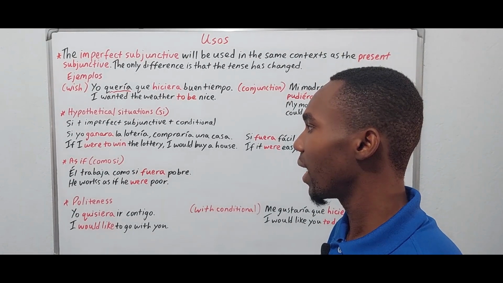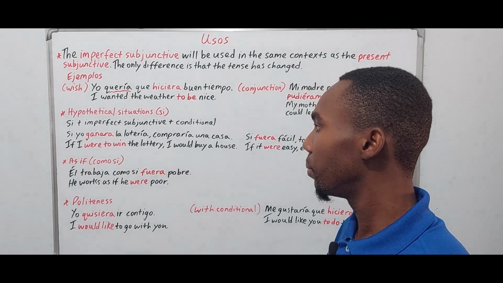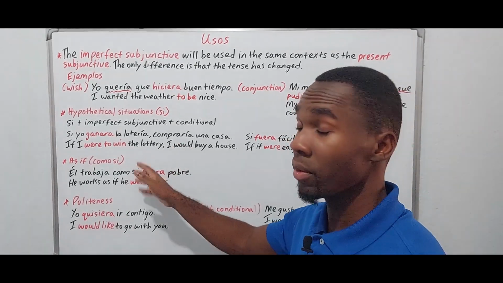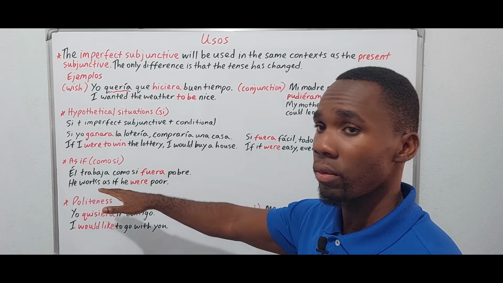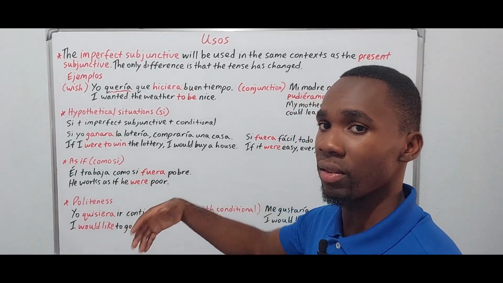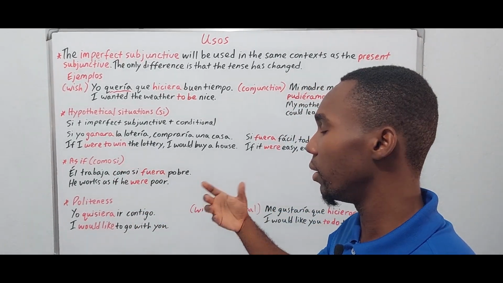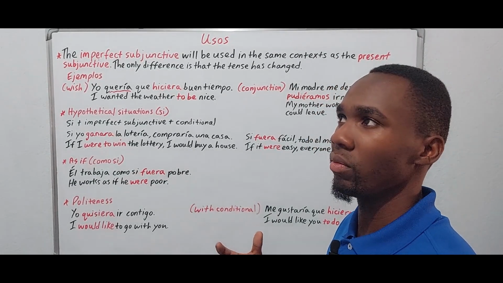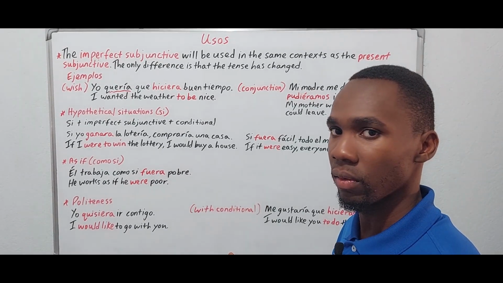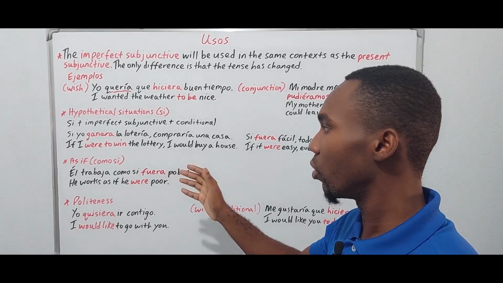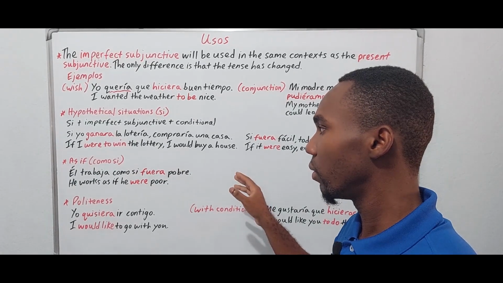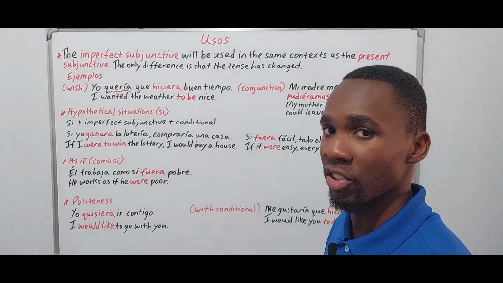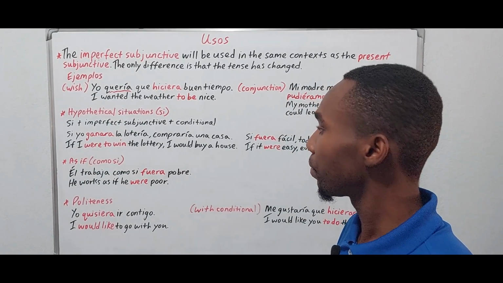Él trabaja como si fuera pobre. He works as if he were poor. And it doesn't matter that the structure before it is in the present tense, we use the imperfect subjunctive after como si, right, to talk about an imaginary situation. Él trabaja como si fuera pobre. So we are saying that might not be the case. We are talking about something imaginary, right?